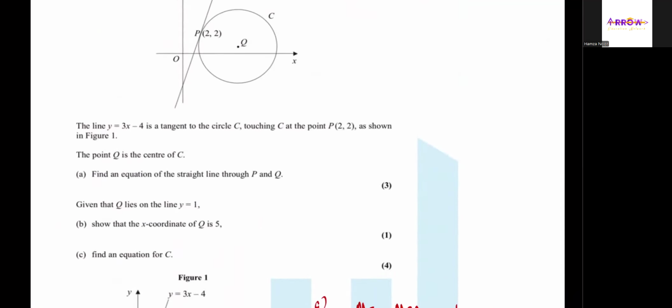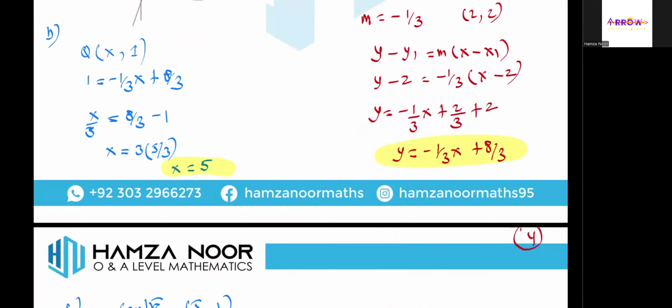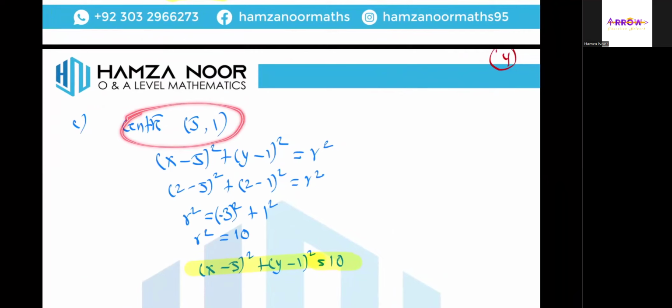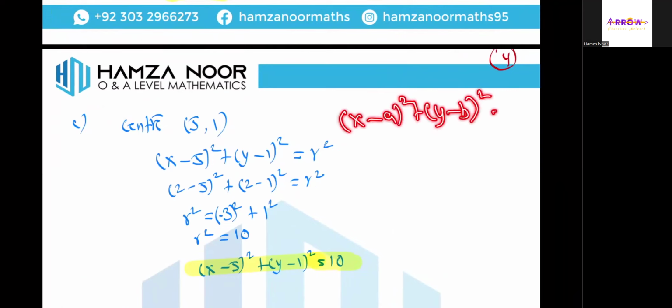After this, we need to find the equation of the circle. We need to find the equation for C. We have already identified the center of the circle, which is point Q, so the circle has center (5, 1). We can just use this form: x minus a whole squared plus y minus b whole squared is equal to r squared, where a is 5 and b is 1.